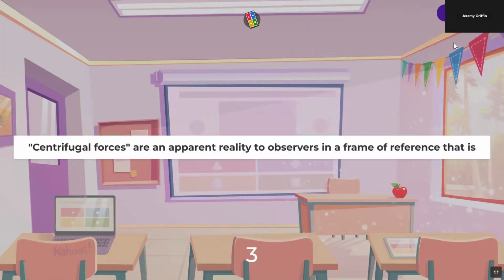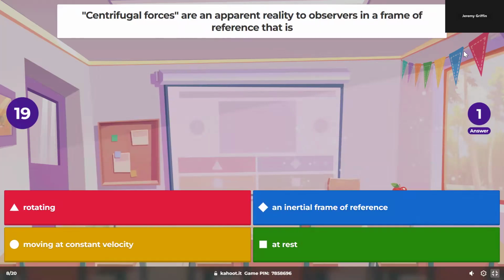Centrifugal force, in quotation marks, is an apparent reality to observers in a frame of reference that is what?